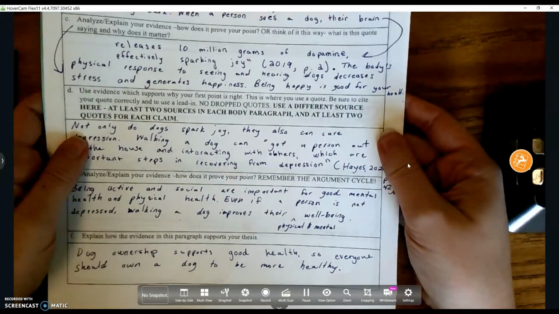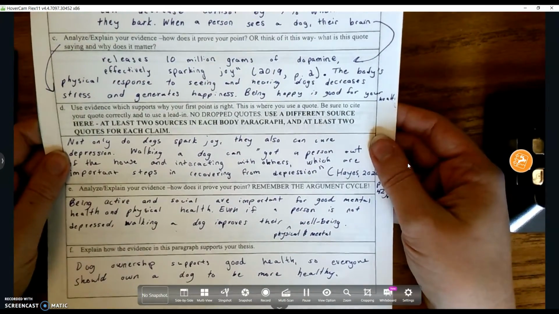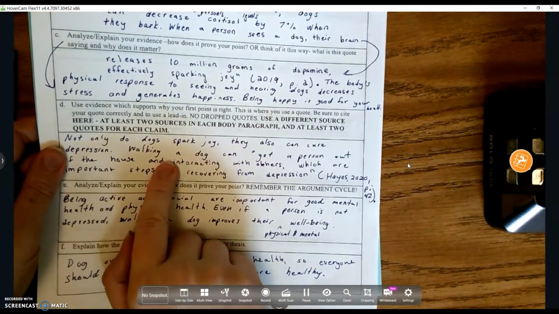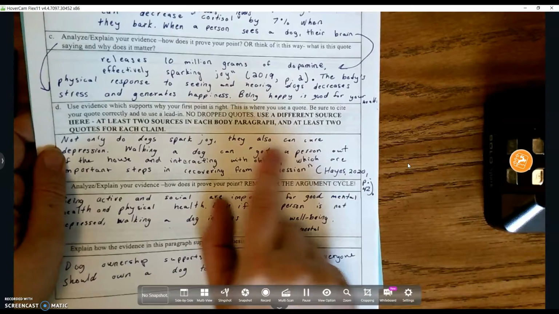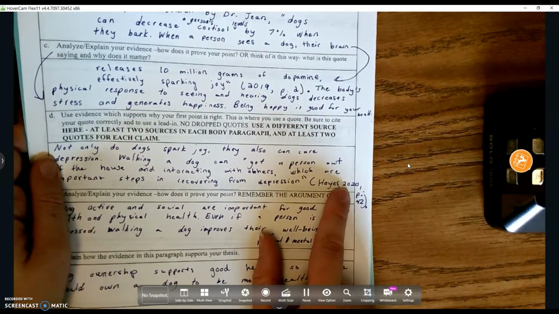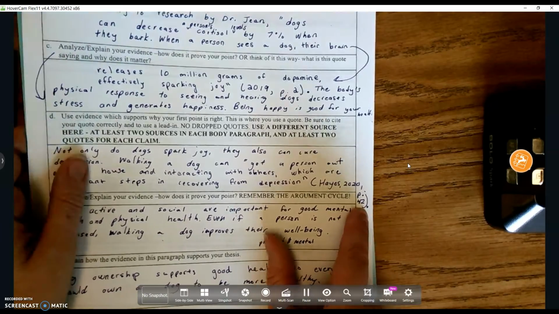Okay. Not only do dogs spark joy, but they can also cure depression. Walking a dog can, and then notice here I've integrated the quote into my own sentence, so I start my quote here, which means that since I don't have the author's name here, I need the author's name down here. I wrote this pretend article this year, and this is from page 42.